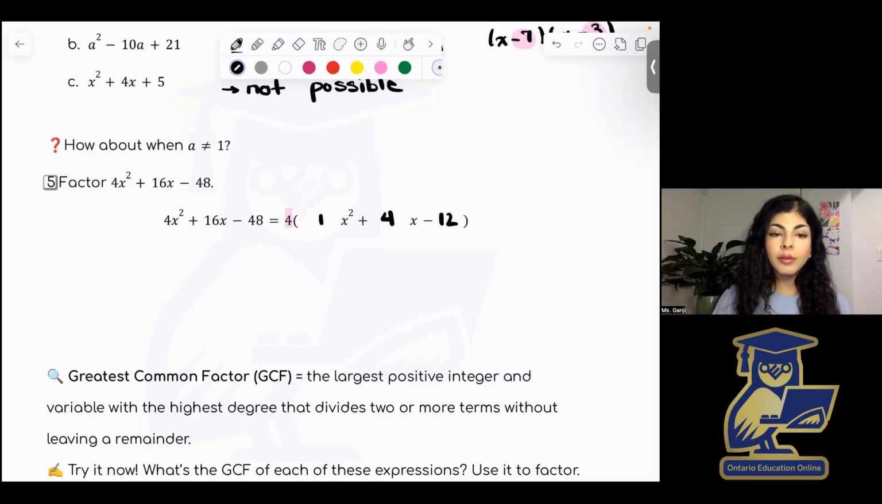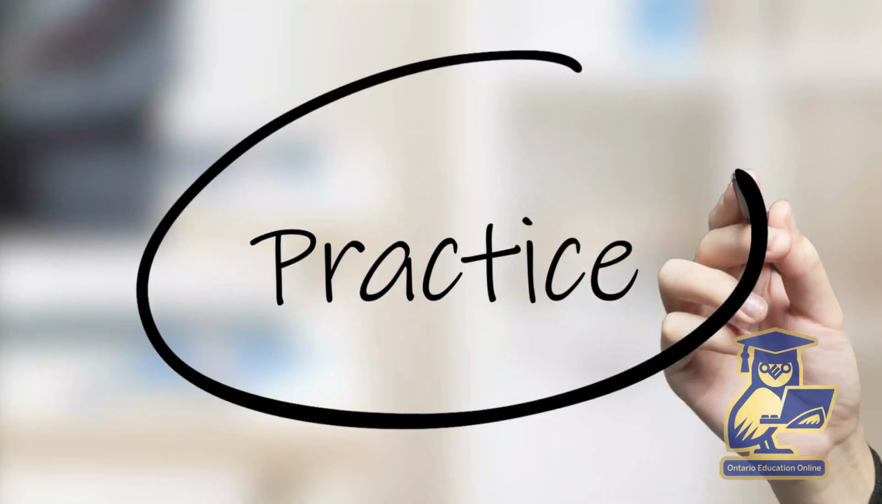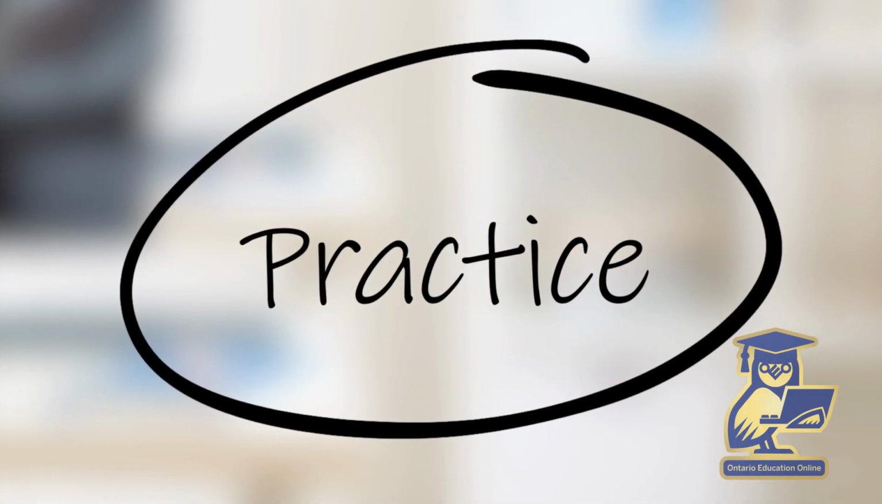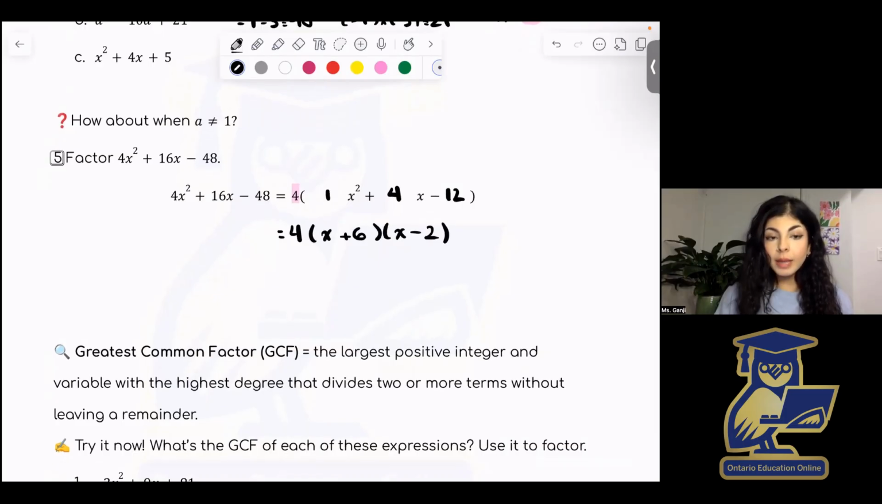So now, I'll give you a moment, try to factor the expression inside the bracket using the decomposition method. So you should have gotten 4 times x plus 6 times x minus 2.